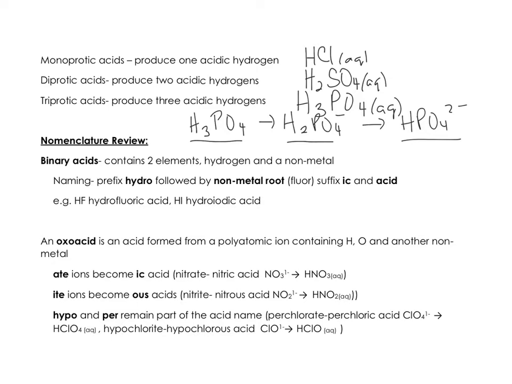So nitrite becomes nitrous acid, sulfite becomes sulfurous acid. Hypo and per remain part of the acid names for our halogens. So perchlorate ion becomes perchloric acid. Hypochlorite becomes hypochlorous acid.